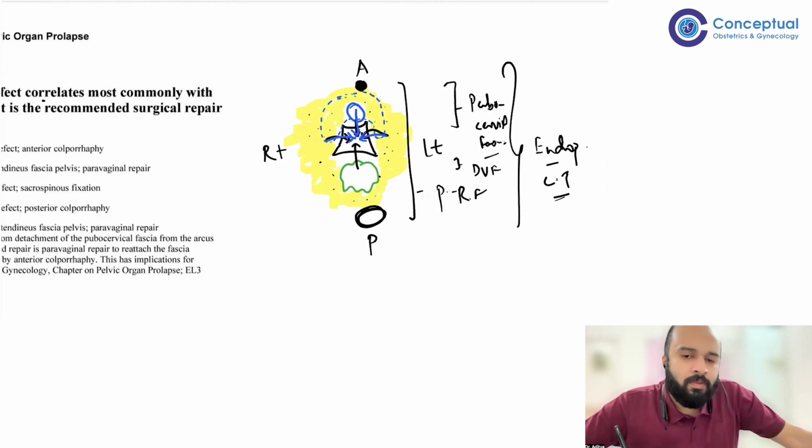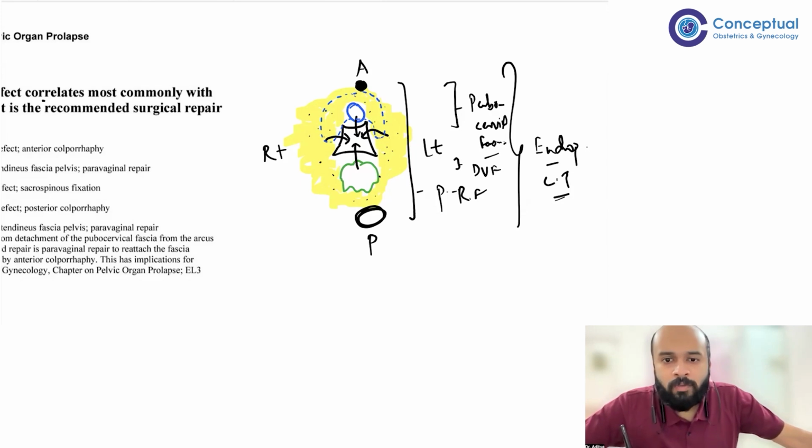Now, obviously, we know that the repair for anterior cystocele, or the normal cystocele that we have studied until now, is anterior colporrhaphy, wherein what do we do? We open the anterior vaginal wall. So I'll just remove all these things that I've just drawn so that it becomes easy for me.